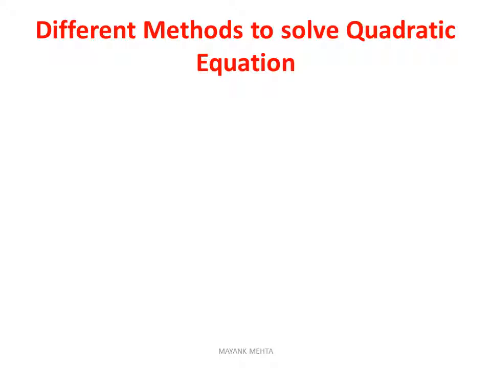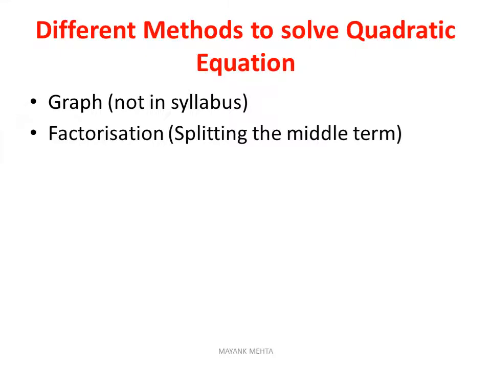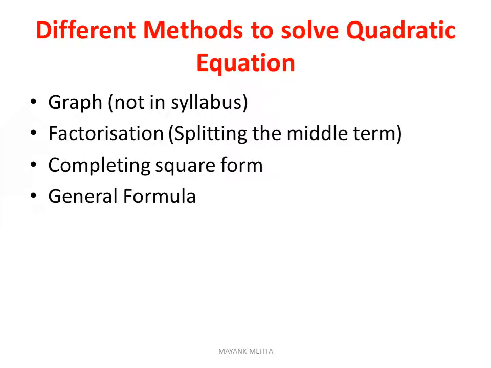Different methods to solve a quadratic equation. In the polynomial chapter we have seen that a quadratic equation has two solutions, two roots. So how will you get these two roots? There are different methods. The very first is the graphical method, second is factorization, especially by splitting the middle term, third is completing the square form, and fourth one is the general formula. The very important method is the general formula, which we'll see in the next video.